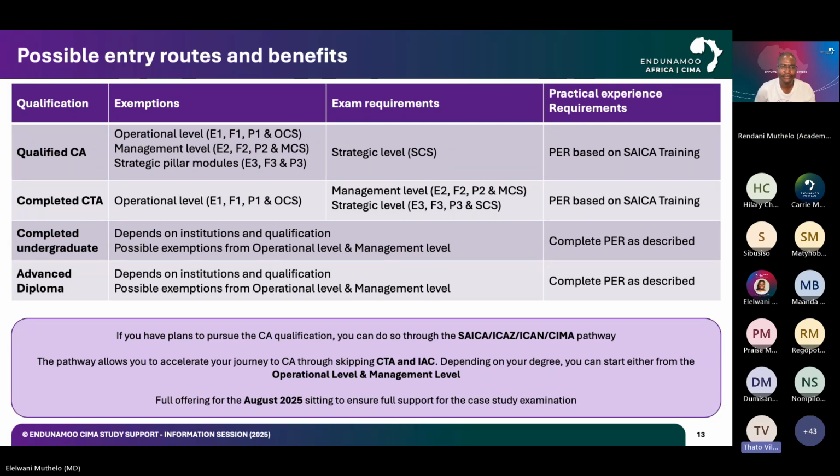Secondly, I see there the bottom thing says full offering for the August 2025 sitting, meaning if we start now, there's no way we can write in May. Am I correct? Thank you for clarifying. Yes, maybe I should have said that.